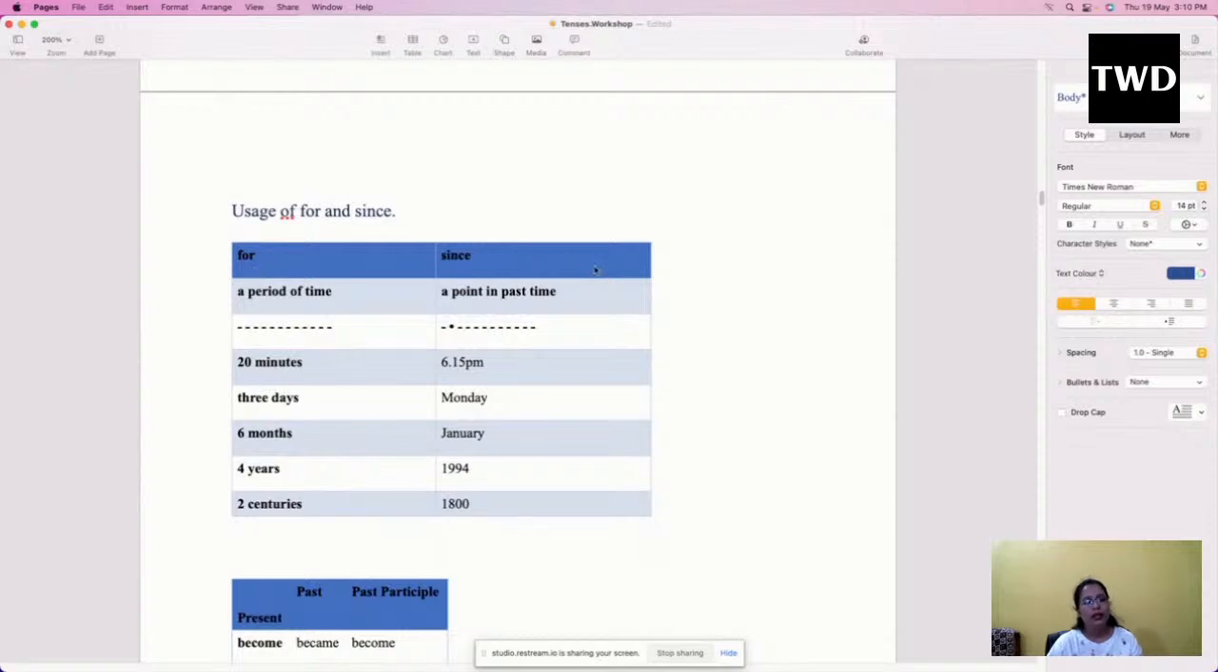Right? Then, when we use since, when we show the specific time, at that point of time only we will use since. For the time, say for example, at 6:15 p.m. Monday, that is the exact day we are showing. January, that is the exact month we are talking about. 1994, that is the exact year we are talking about. And 1800 is the exact century which we are talking about.